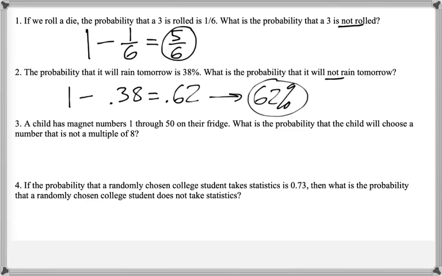And just to recap, if there's a 38% chance that it will rain tomorrow, that also means that there's a 62% chance that it will not rain tomorrow.